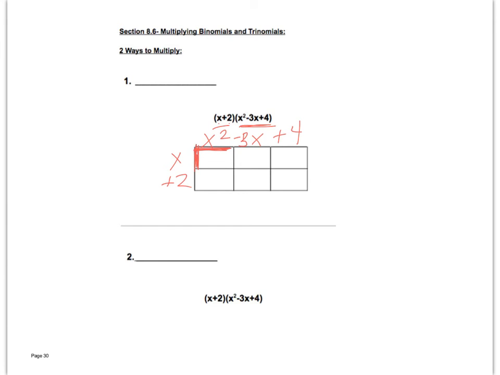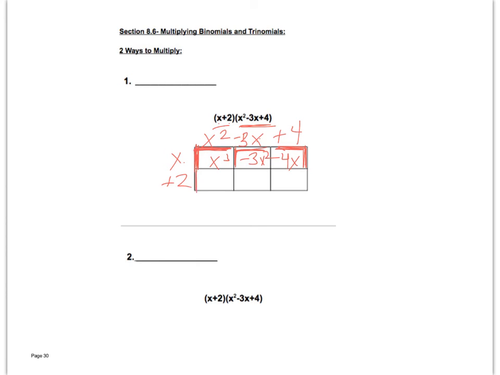So in this box, I have x times x squared. That makes x to the third for my area, or when I multiply. So on this box, I have x times negative 3x. That's minus 3x squared, right? Because there's an x times an x. So now I have x times x is x squared. This last box is 4 times x, so 4x.